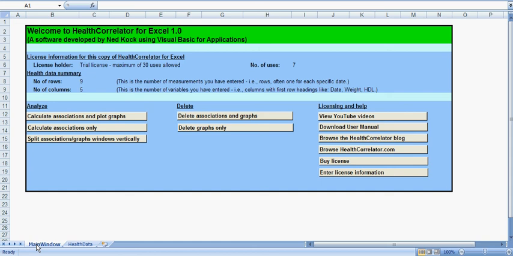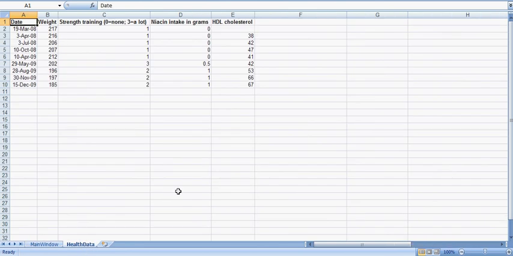This demo discusses how one can manage a dependent variable, HDL cholesterol, based on some independent variables using HealthCorrelator for Excel. So let me go to my health data, and this is the sample data set that comes with the software. It has several independent variables. Independent variables are variables that vary independently from any other variable. And my independent variables are date, weight, strength training, and niacin intake.